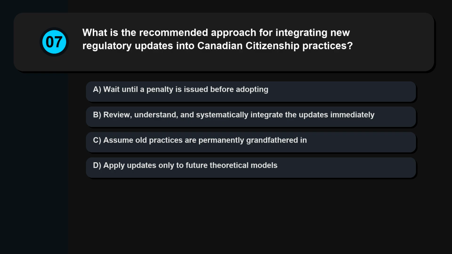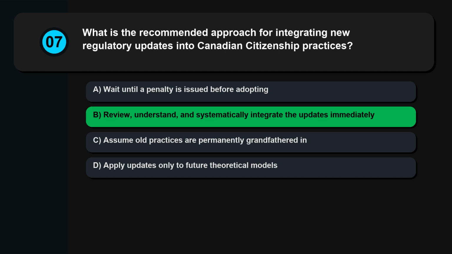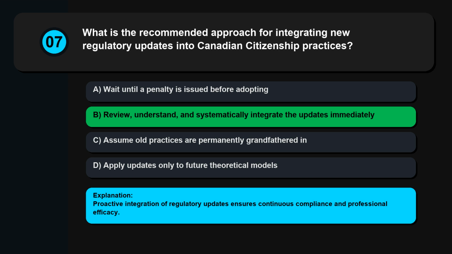Question 7. What is the recommended approach for integrating new regulatory updates into Canadian citizenship practices? Wait until a penalty is issued before adopting. Review, understand, and systematically integrate the updates immediately. Assume old practices are permanently grandfathered in. Apply updates only to future theoretical models. Proactive integration of regulatory updates ensures continuous compliance and professional efficacy.